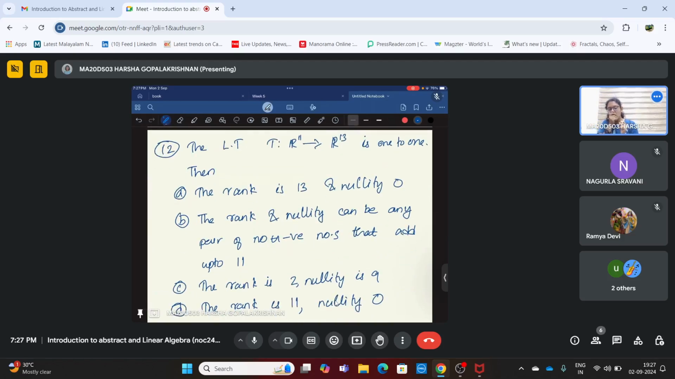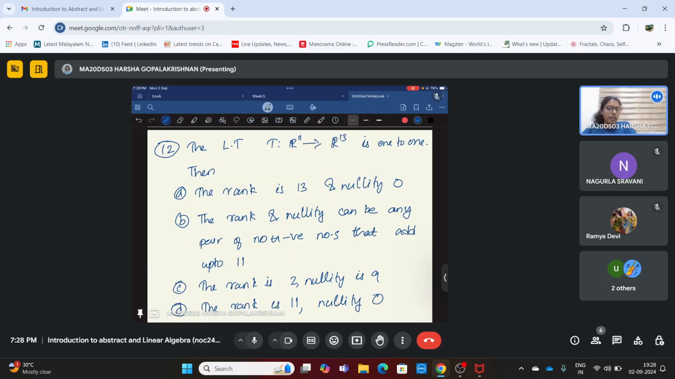Okay. Now one more question. This is again a use of rank nullity theorem only. The question is, a linear transformation is given from R11 to R13 and it is given that it is 1-1. If it is 1-1, first question is what is the kernel of T? Can anyone say what is the kernel of T or rank or nullity? Kernel of T or nullity, anything?